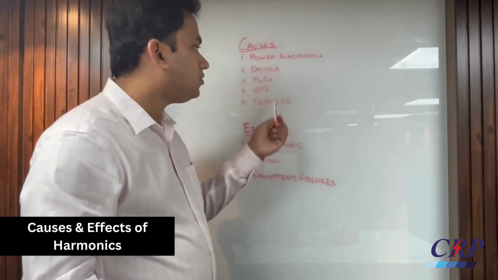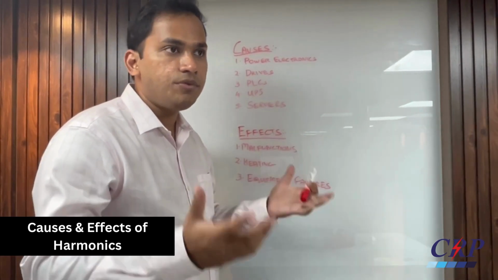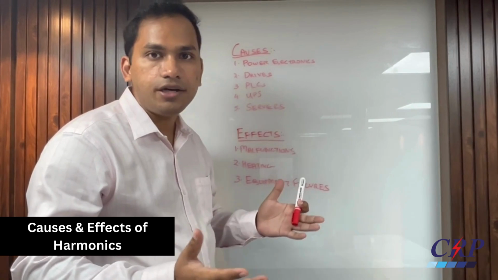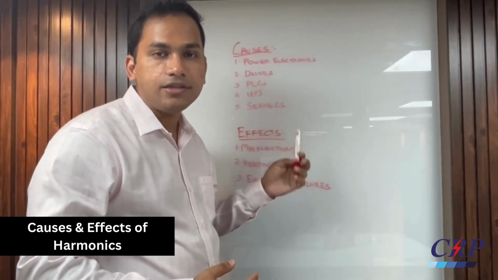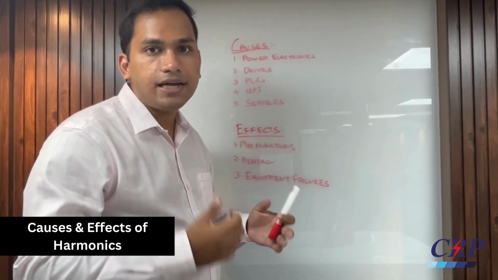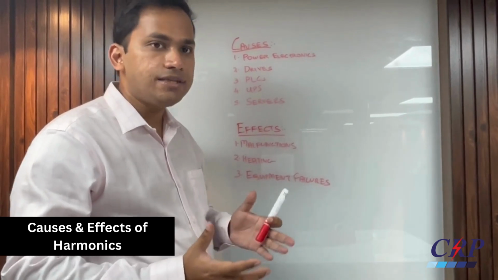So these are the causes why we are getting harmonics in the electrical system, because in the olden days, if you would have seen, we did not have any of these loads. That's why there were no harmonics. But today, as we are using all kinds of DC loads, this harmonics problem has arisen.